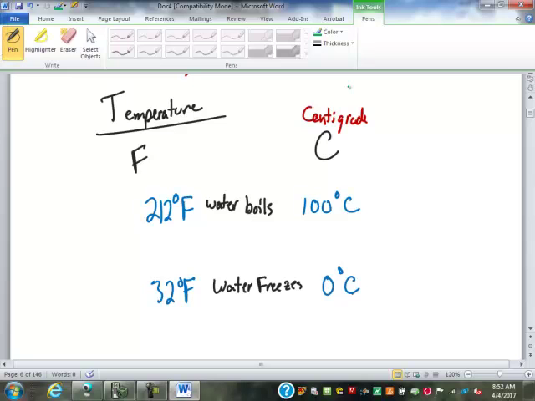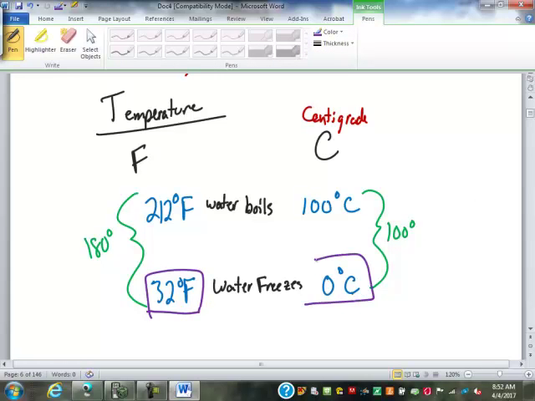Now there's a couple of issues here. First, you'll notice if I subtract here, 212 minus 32, that's 180 degrees. If I subtract here, that's only 100 degrees. So what that's telling me is each degree Celsius covers a bigger temperature range than each degree Fahrenheit, because it only takes 100 degrees to get from freezing to boiling in Celsius, but 180 in Fahrenheit.